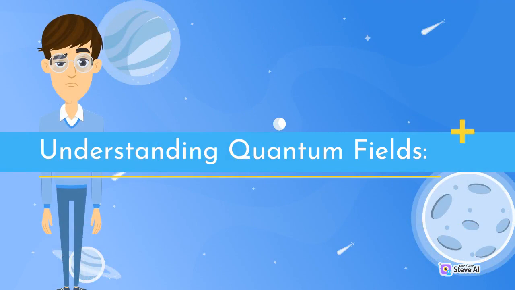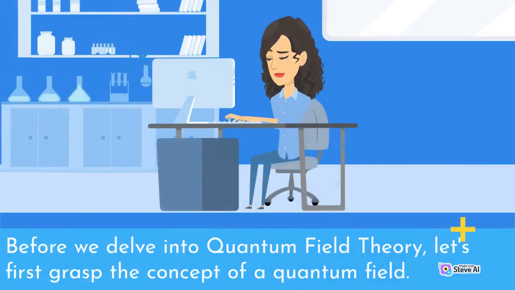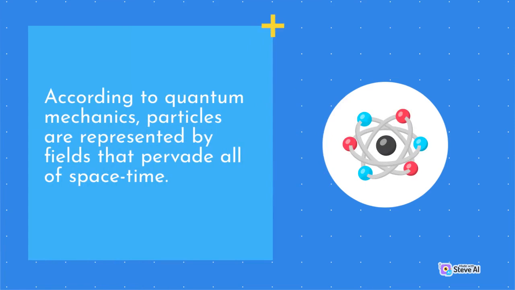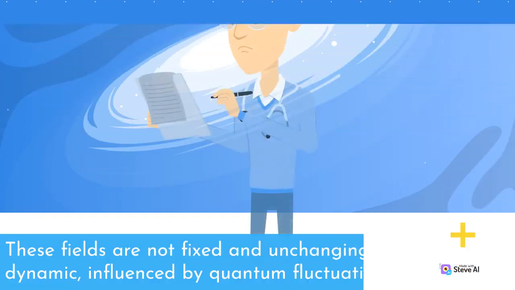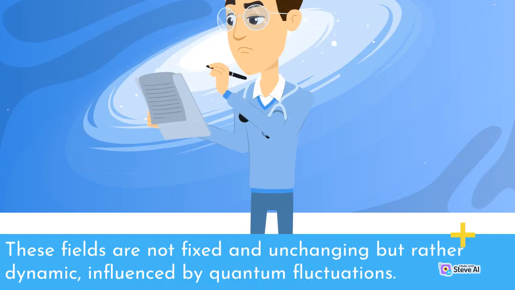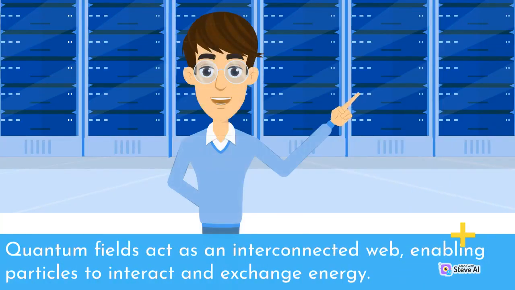Understanding quantum fields. Before we delve into quantum field theory, let's first grasp the concept of a quantum field. According to quantum mechanics, particles are represented by fields that pervade all of spacetime. These fields are not fixed and unchanging but rather dynamic, influenced by quantum fluctuations. Quantum fields act as an interconnected web, enabling particles to interact and exchange energy.